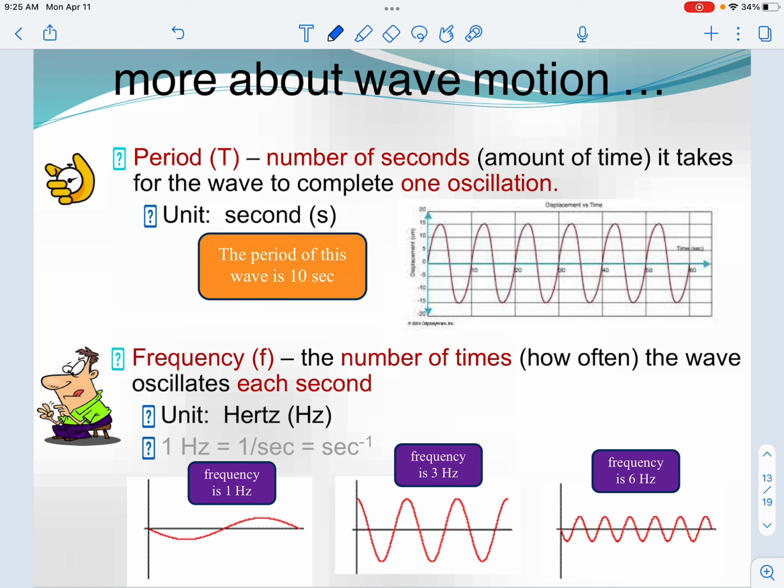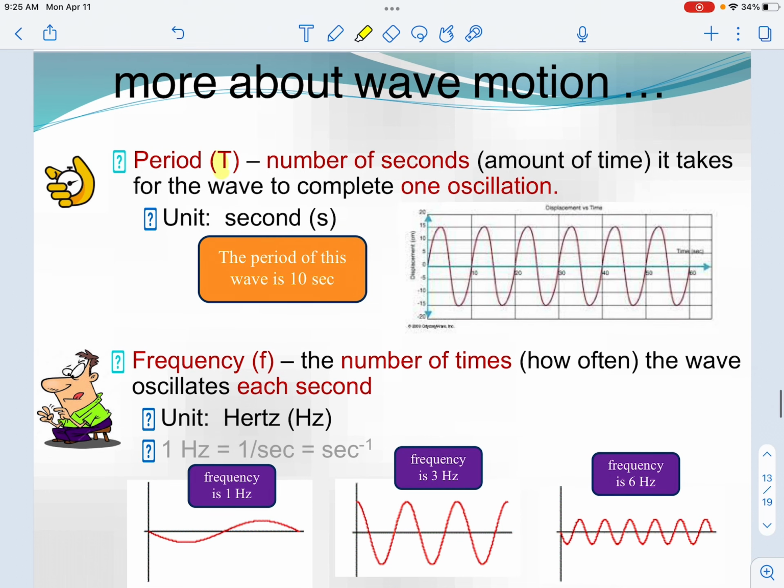All right, now we need to talk about a couple of vocabulary words. Here we have the vocabulary word period, and so let's take a moment to focus in on what this word means. This is an amount of time.